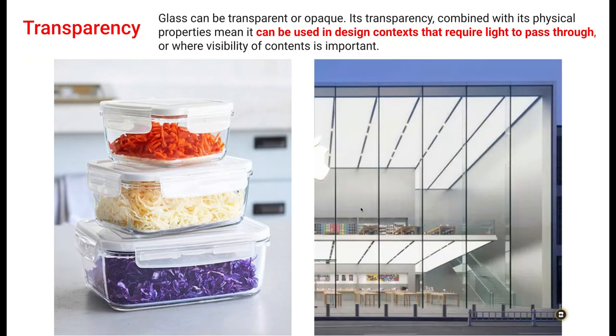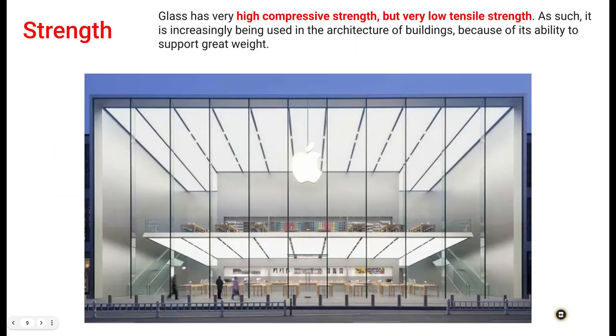It's normally transparent, so the transparency is huge in terms of design context. So for example, you can see things that are stored in it, you can see into buildings, a lot of natural light can get into buildings. So that's why it's such a favored material for building design.